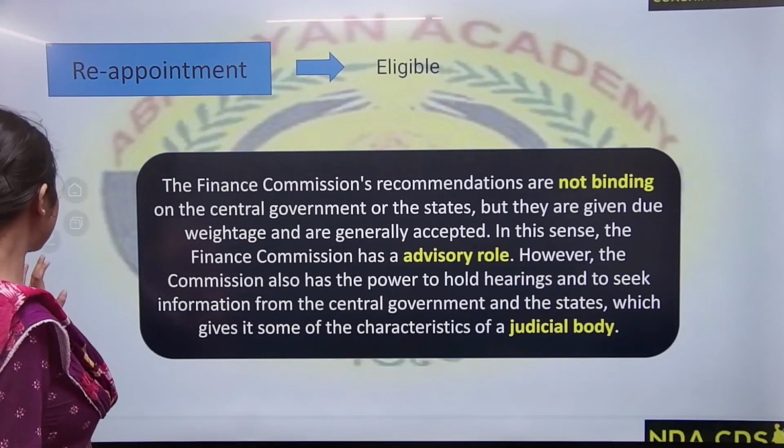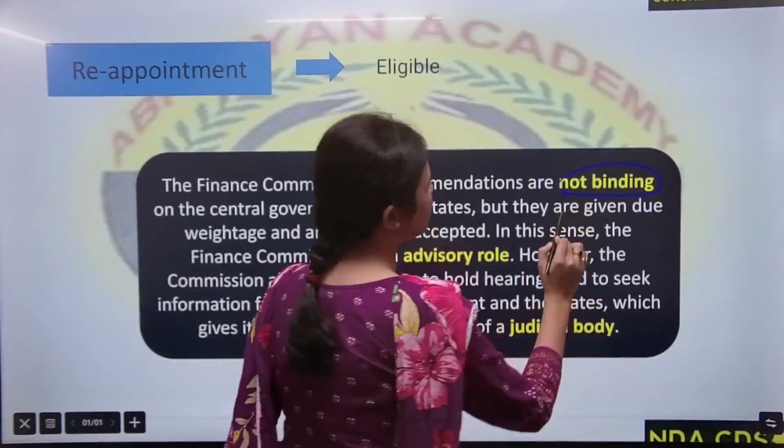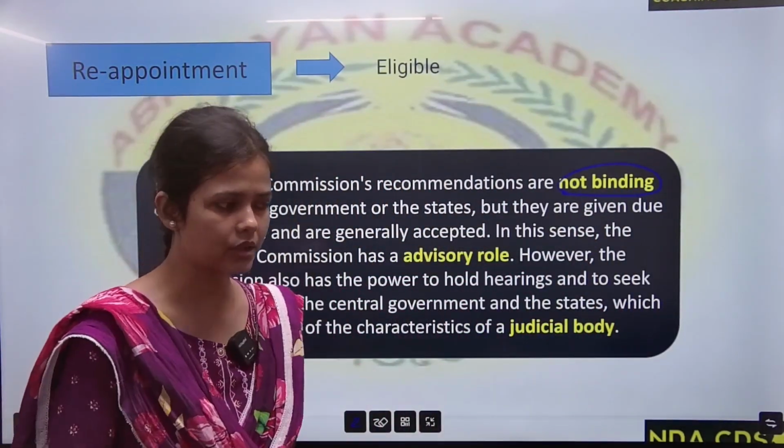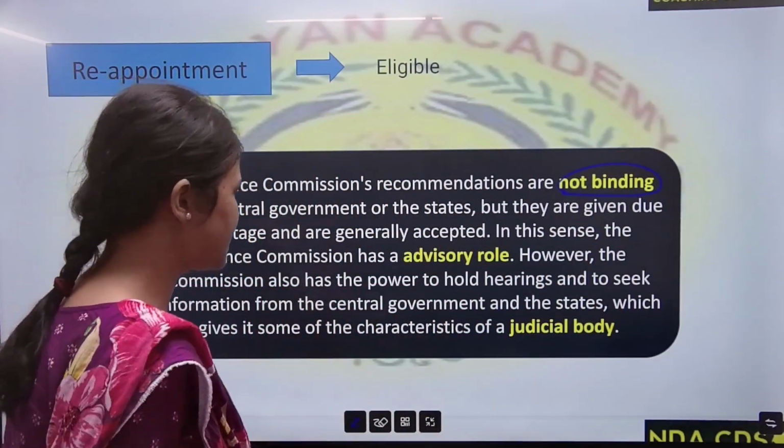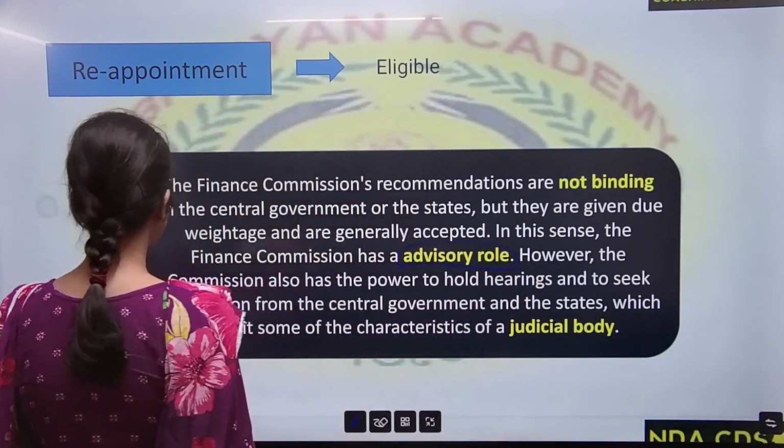But more important point here is the recommendation of the finance commission is not binding in nature. It is playing an advisory role to the government of India.